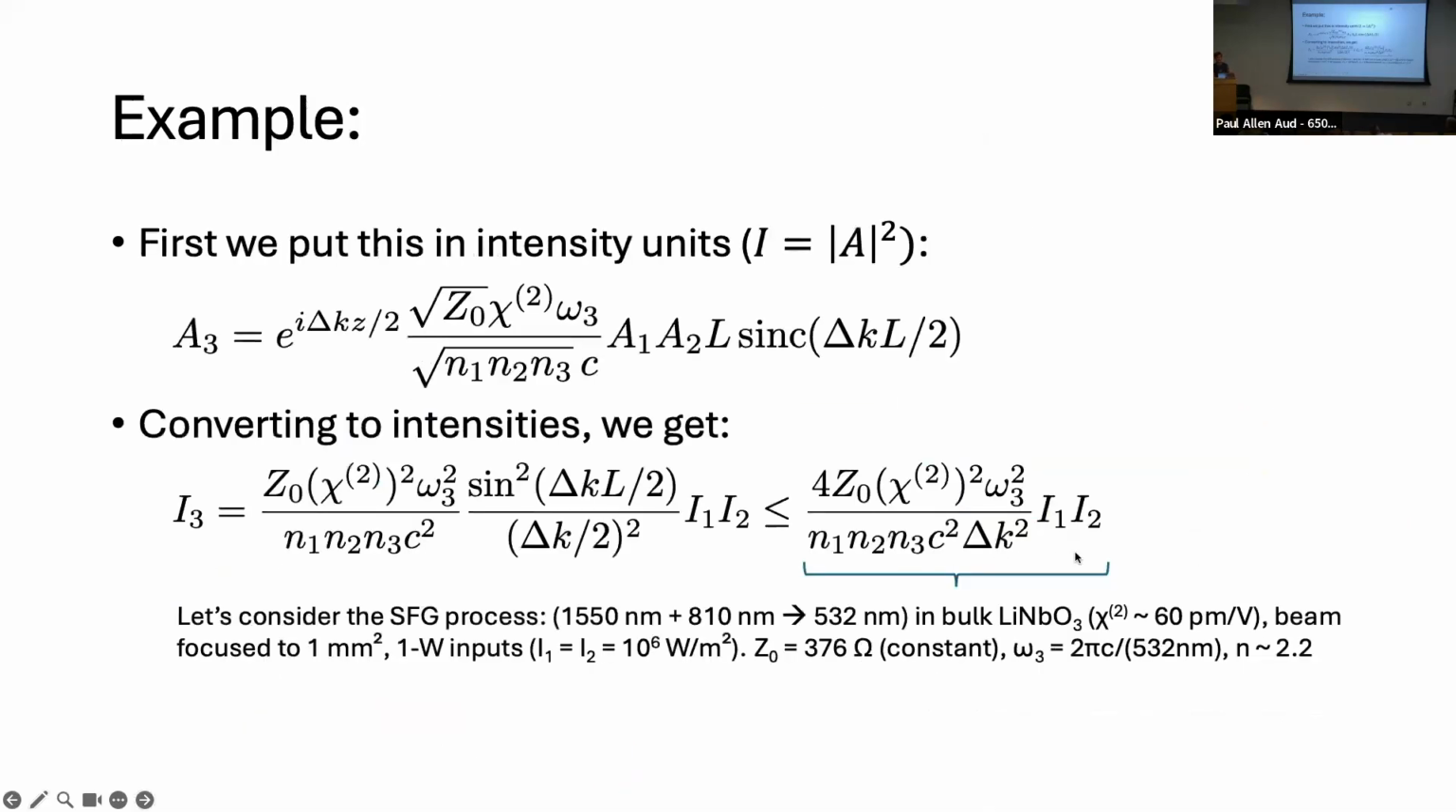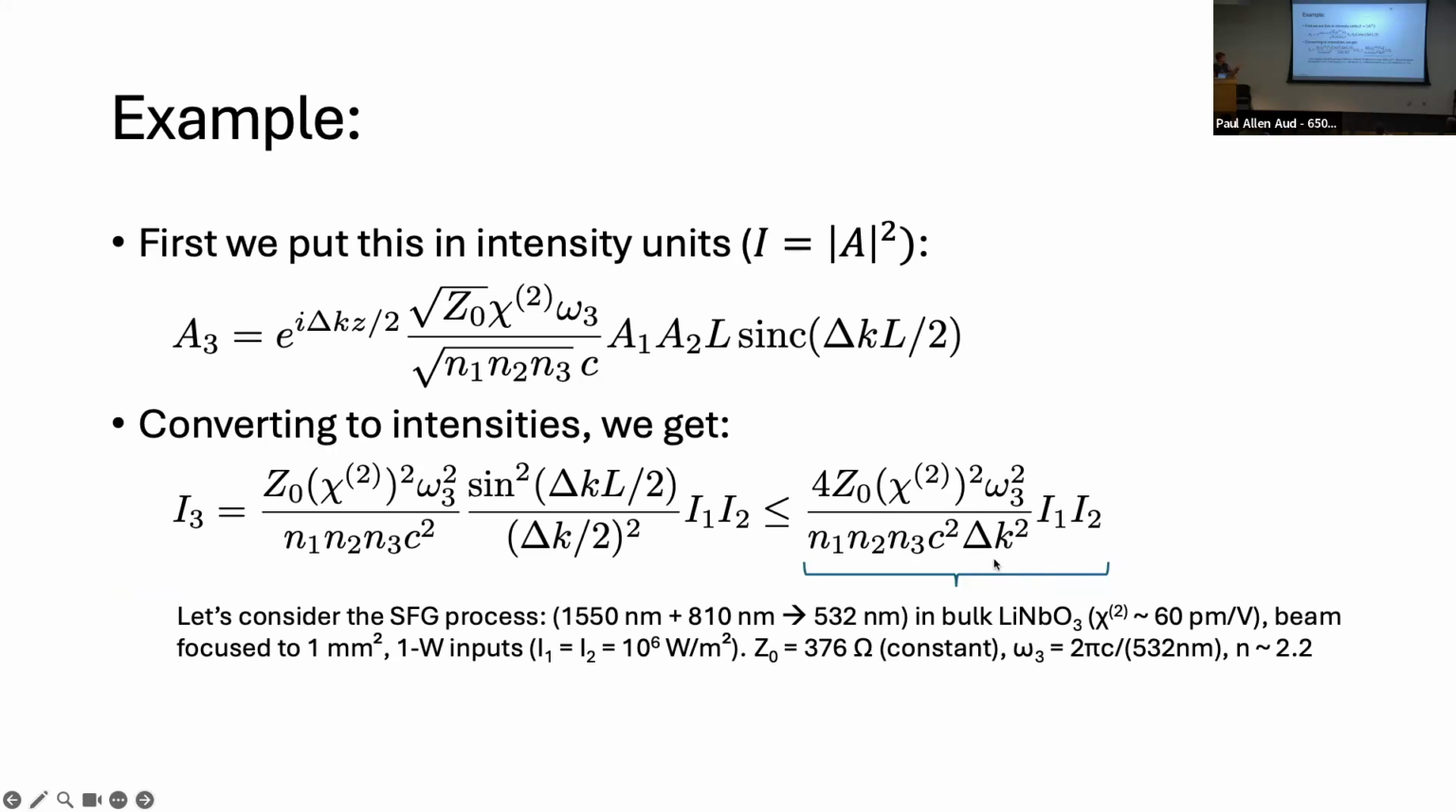Now you can go through some math and ask yourself, how serious is this phase mismatch? And the answer is very serious. So if you don't make any effort to achieve phase matching, you can show that the maximum intensity for the output of your nonlinear process is proportional to the product of the input intensities, but then it's also inversely proportional to this delta k squared, which is the phase mismatch term.